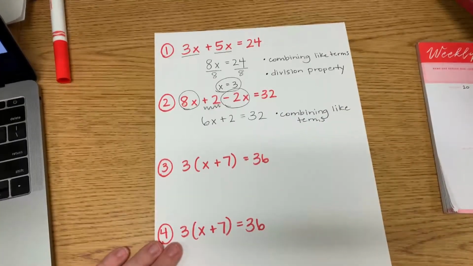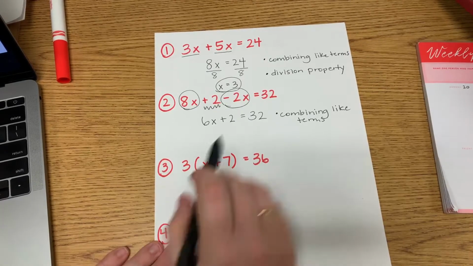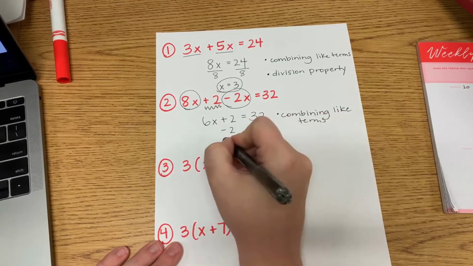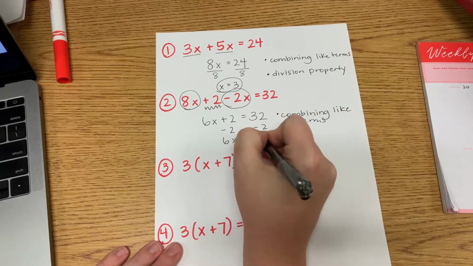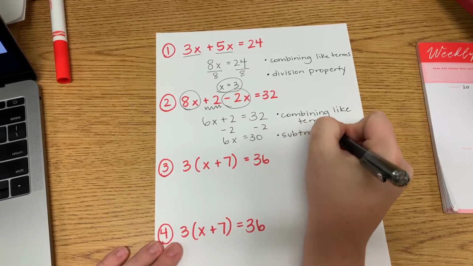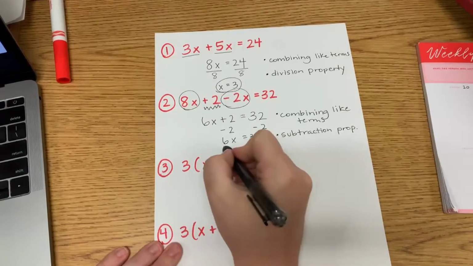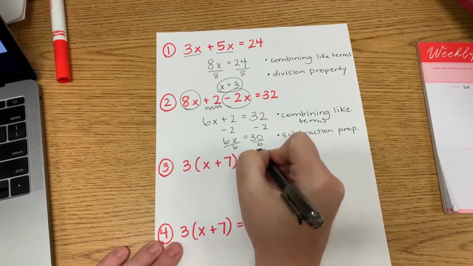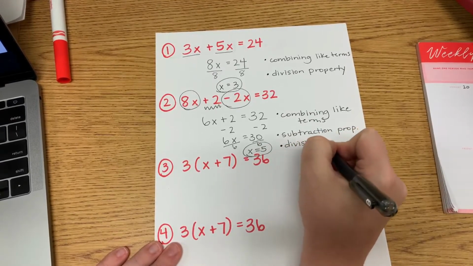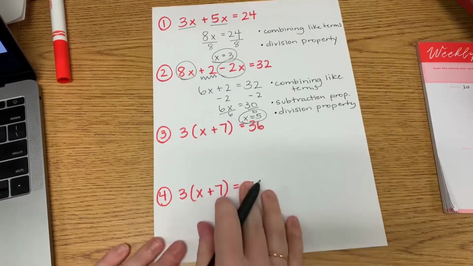Okay, now we need to continue to solve it algebraically. So first, I have this plus 2. The inverse operation would be to subtract 2. That leaves me with 6x equals 30. That is the subtraction property that allowed me to get there. And finally, I'm going to divide both sides by 6. That gives me x equals 5, and that is the division property. So we took 3 steps. We have 3 explanations for those steps.